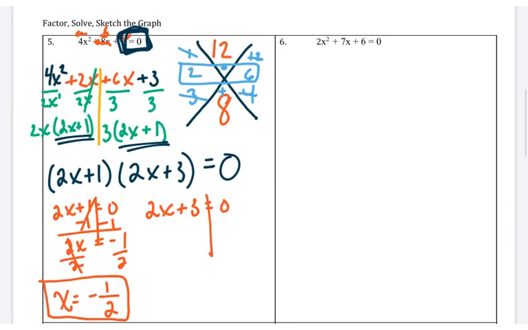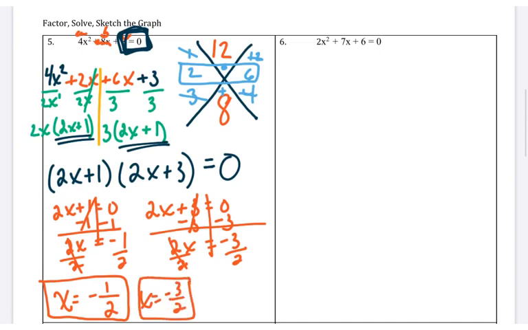Same thing for this one here. Subtract 3 to get x by itself. That leaves me with 2x equals negative 3. Get x by itself by dividing. So that's x equals negative 3 over 2.